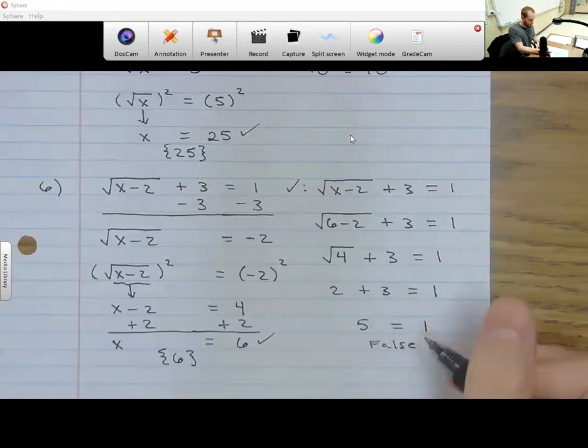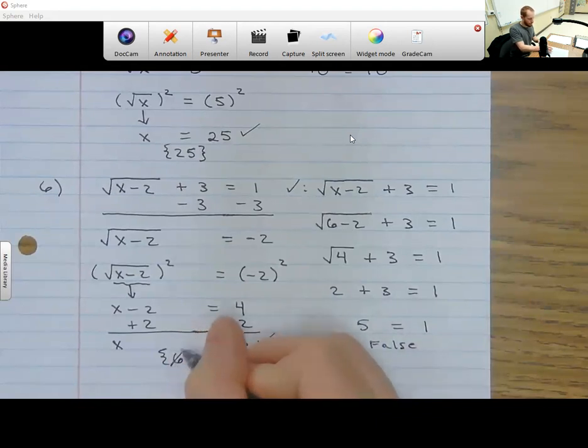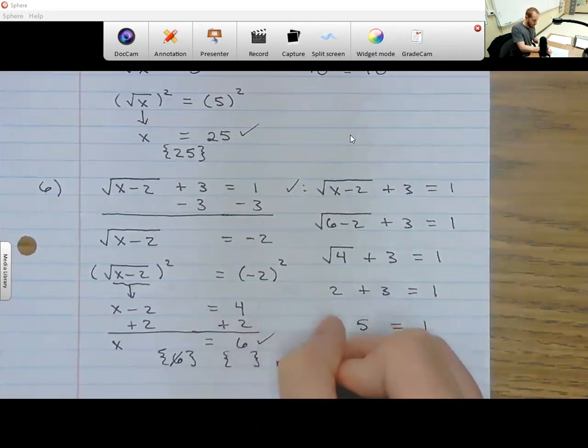So it turns out this answer 6 over here is not going to work. So I've got to take it out of the solution set. And if I take it out of the solution set, there's not going to be anything left inside the set, right? So this means no solution. No solution.